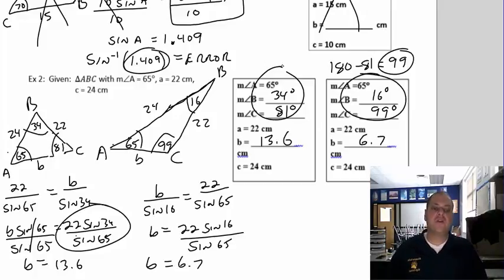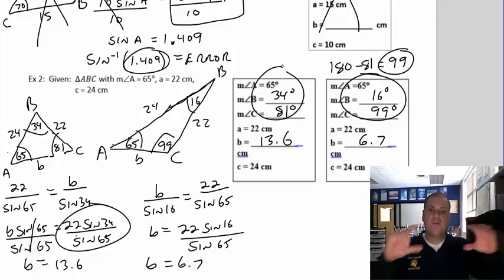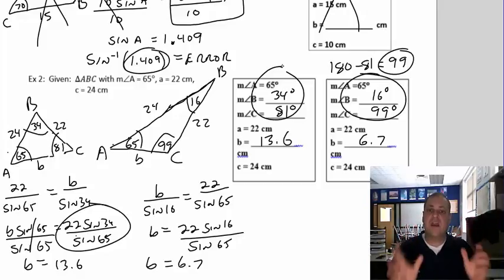So two different triangle setups. Two different triangles, an acute triangle and an obtuse triangle. And that's because of the supplements having the same sine ratio.